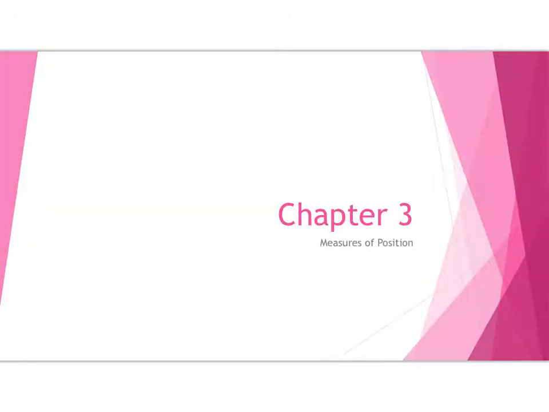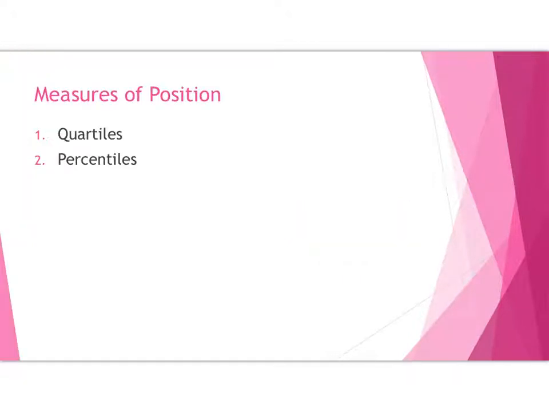Our last section of Chapter 3 is called Measures of Position. There are two different measures of position, quartiles and percentiles. Quart stands for 4, so this is where we're going to divide our data into 4 equal groups. Percent refers to 100, so that's when we're comparing ourselves to 100% of the people who took whatever assessment it is we're talking about.